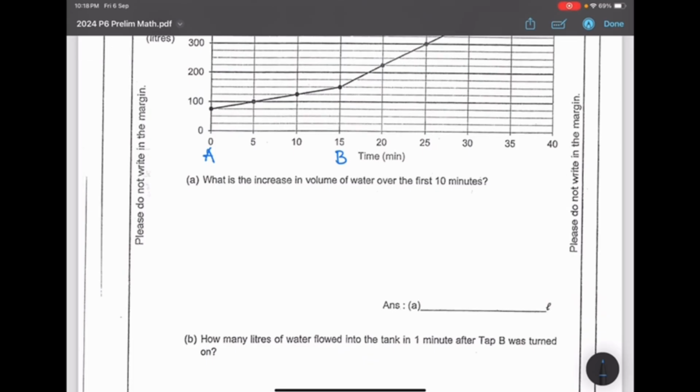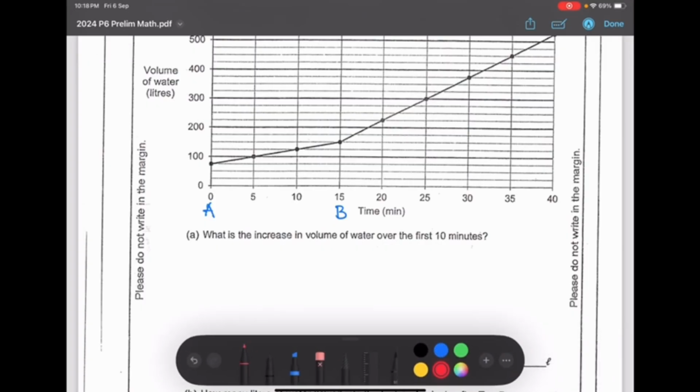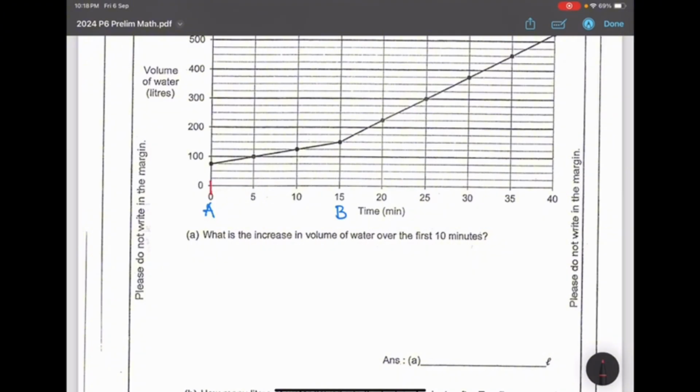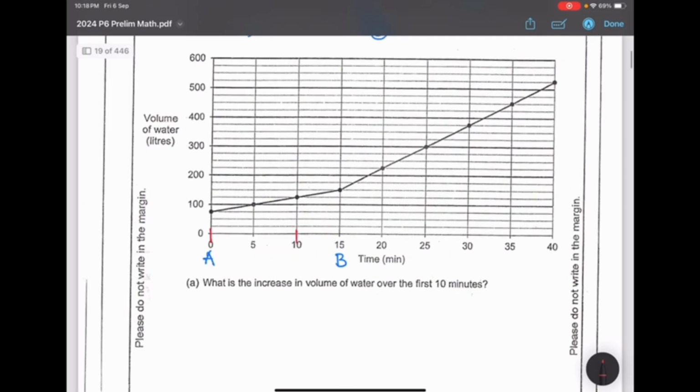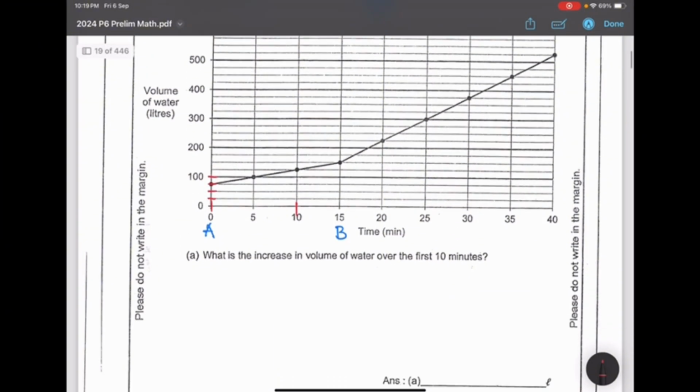Alright, let's look at the question A. What is the increase in volume of water over the first 10 minutes? So the 10 minutes that we are going to be looking at is the first 10 minutes, which is from here all the way to here. If we look at the line graph, we can see that there are 4 increments, 1, 2, 3, and 4, all the way to 100. And from there, we can just do a calculation, 100 divided by 4 to get 25. And we know that each increment is 25. So therefore, I have 25 liters, followed by 50, followed by 75.